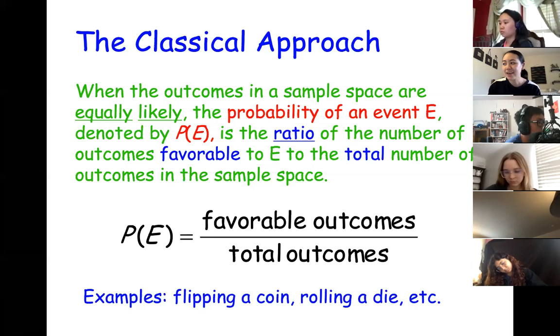Now, the thing with the classical approach is it's limited. How it's limited is that you can only use it if the outcomes are equally likely. That's why I underlined this. Only when the outcomes are all equally likely to happen can you use the classical approach. For example, flipping a coin or rolling a die, those all have equally likely outcomes, so we can use the classical approach.